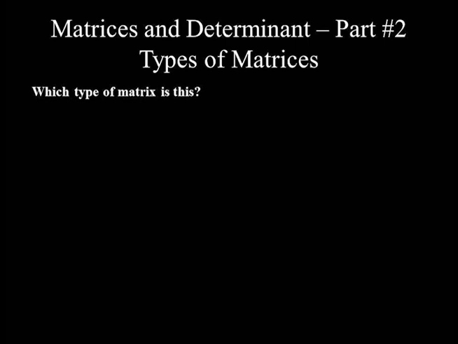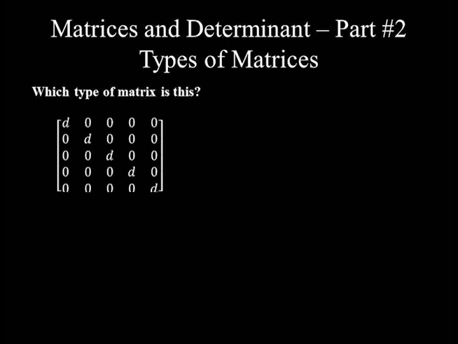The first matrix is this 5 by 5 matrix with zeros everywhere except the main diagonal elements. Definitely, this is not a row matrix or a column matrix because it has more than one row and one column. Is it a square matrix? The answer is yes, because the number of rows is equal to the number of columns. The other question, is it a diagonal matrix? Yes, it is, because it's a square matrix having zeros everywhere except the main diagonal. The third question, is it a scalar matrix? Also, the answer is yes, because it's a diagonal matrix having identical diagonal elements.